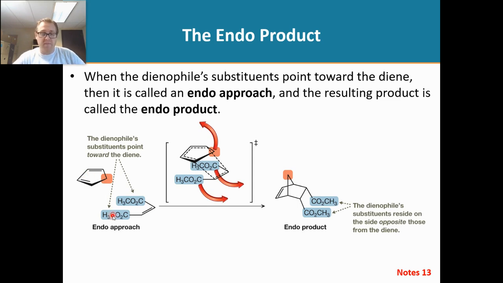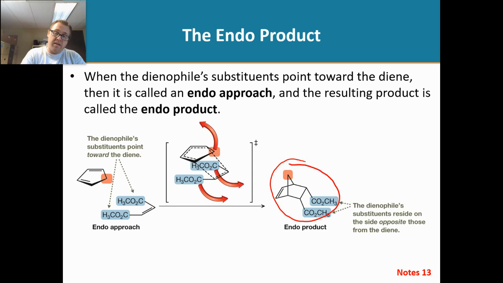Get my laser there. So when this bond forms, we see with these arrows here that as these carbons go from sp2 hybridized to sp3, the inside group and the electron donating group on the dienophile are on opposite sides of the ring. So based off of the approach, the endo approach is going to give us our endo product.